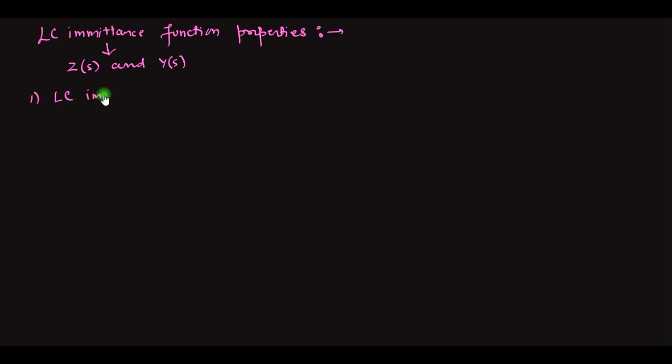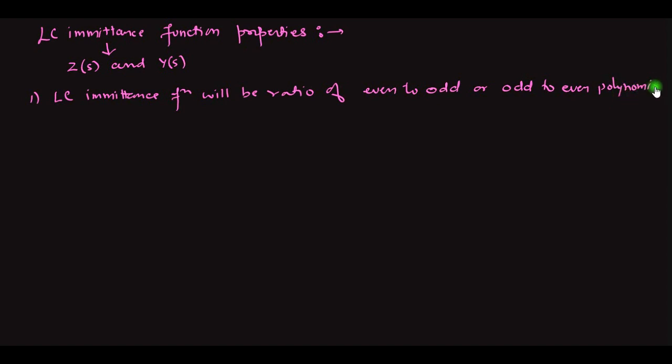LC immittance function will be the ratio of even to odd polynomials or odd to even polynomials. That is, in the numerator we will be having even and in the denominator we will be having odd, or the reverse of it, that is, in the numerator we will be having odd, then in the denominator we will be having even functions.